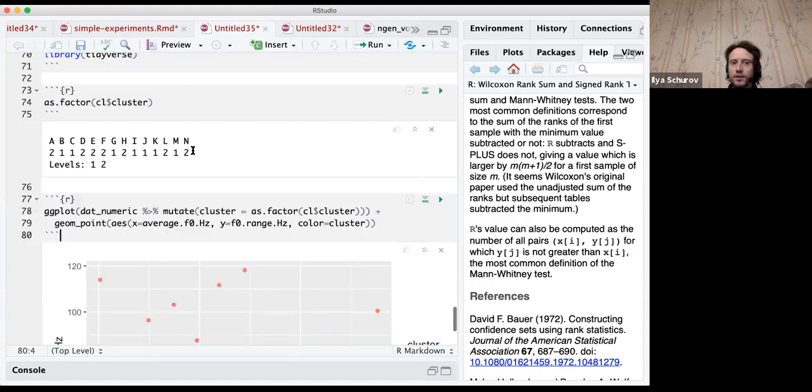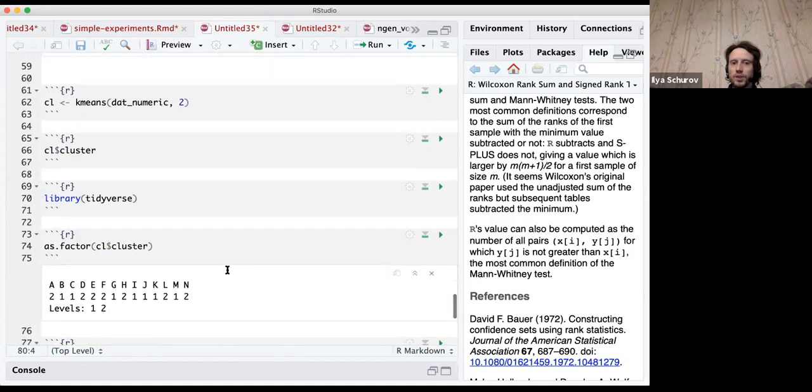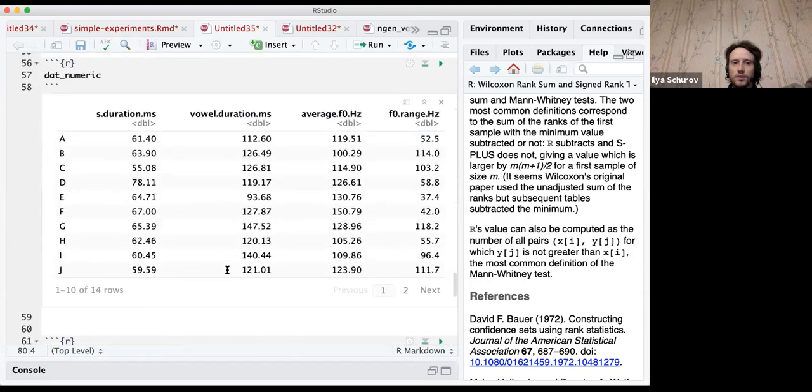You can try to draw the corresponding picture with different columns.